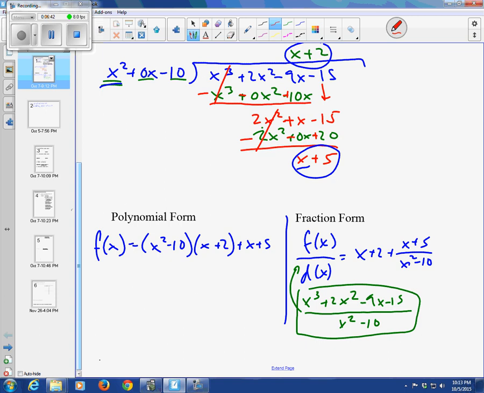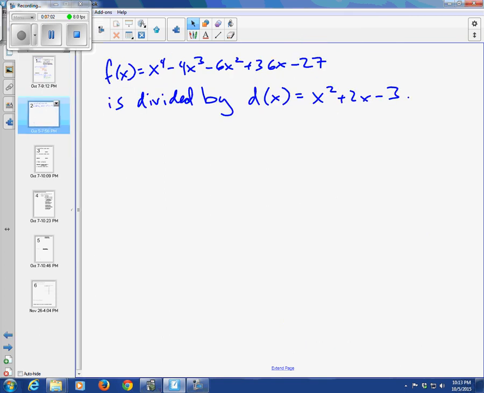We're dividing the cubic, x cubed plus 2x squared minus 9x minus 15, by our x squared minus 10, and that's giving us the quotient of x plus 2 and then plus the remainder still being divided by the divisor. So right here, why don't you guys go ahead and give this one a shot. We'll pause the video and then do it together in a little bit.